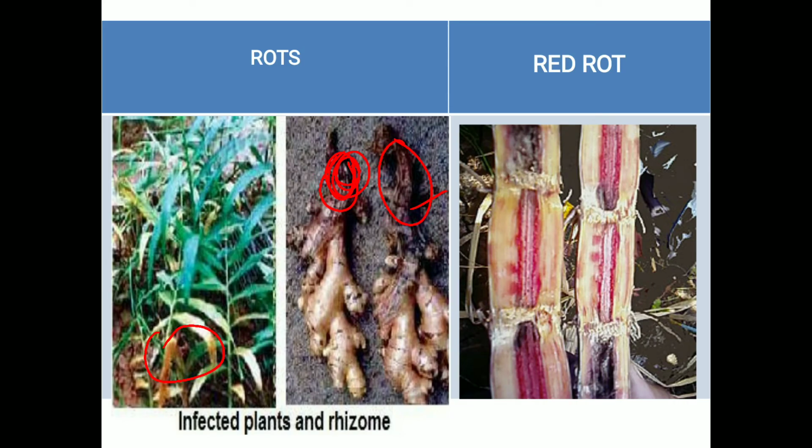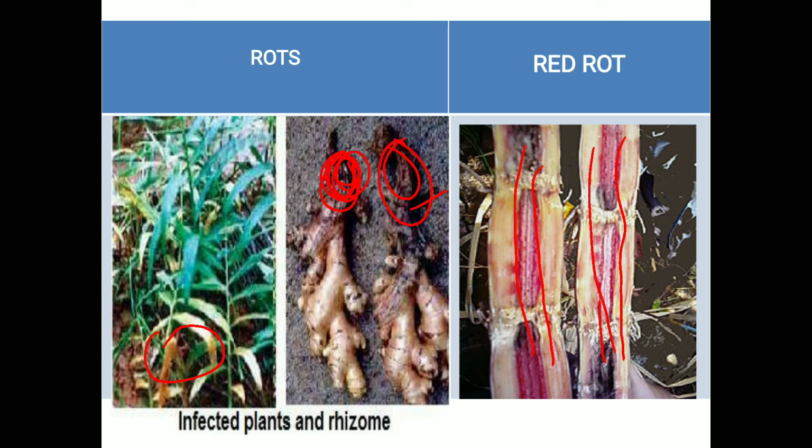Next one is rot. Rot means the decay of tissue or the death of infected tissue due to the attack of a soil-borne pathogen. For example, due to the attack of the Rhizoctonia fungus, which is present in the soil, on the roots, the death of the root takes place. So it is called rot. Rot is also observed in the case of sugarcane. If you split the sugarcane, reddish portions or reddish strips are observed inside the shoots of that sugarcane. Then it is called red rot.